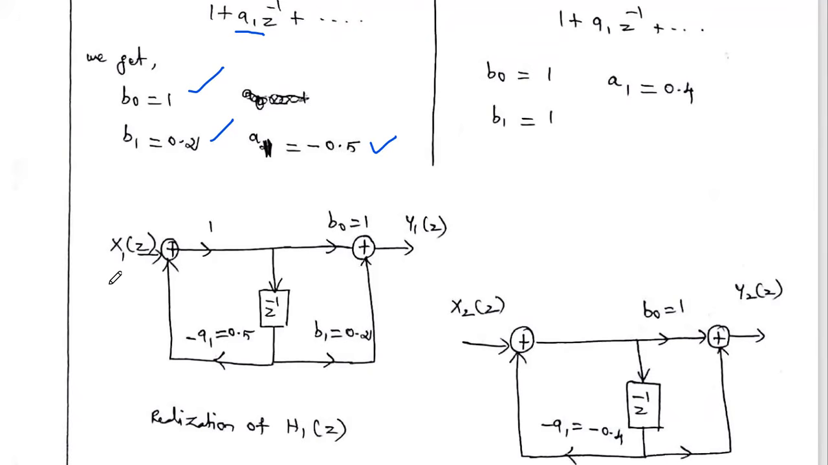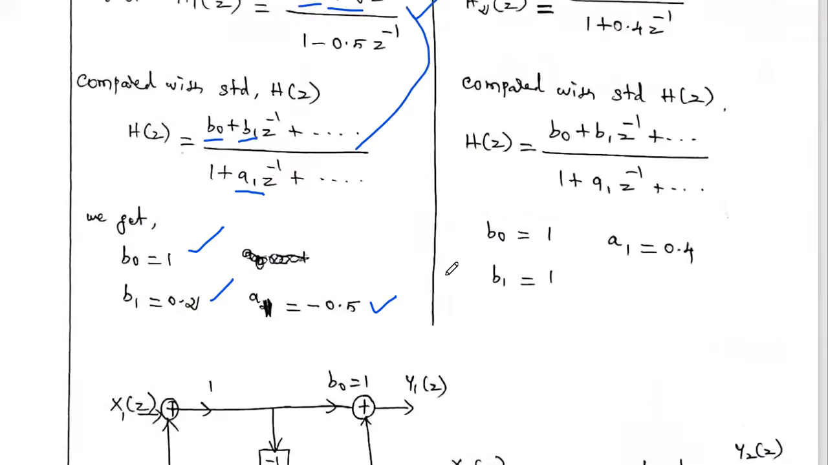That is why I mentioned the input as x1 of z and the output as y1 of z, since this is only half of the diagram. This is not the complete diagram of our system. This is the realization of the first, h1 of z, so you consider the input as x1 and the output as y1.